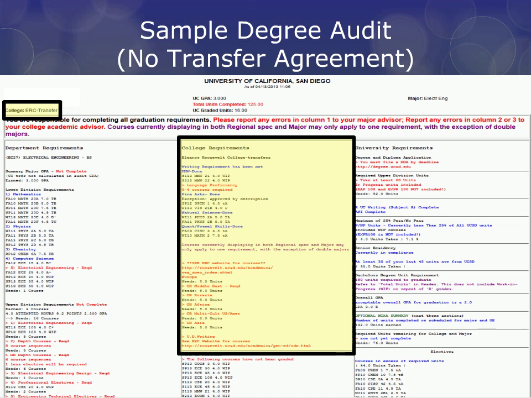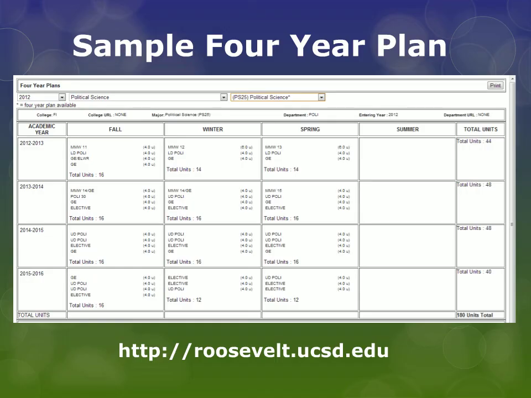If you believe you are IGETC or partial IGETC certified, have UC reciprocity, or are GE certified and your degree audit looks like this, check to make sure your certification was sent appropriately. To see a sample long-term plan for your major, you can visit the ERC website. Remember, these are just sample plans, and your transfer courses and academic background information will help your advisors determine what courses you should be starting off with in fall.